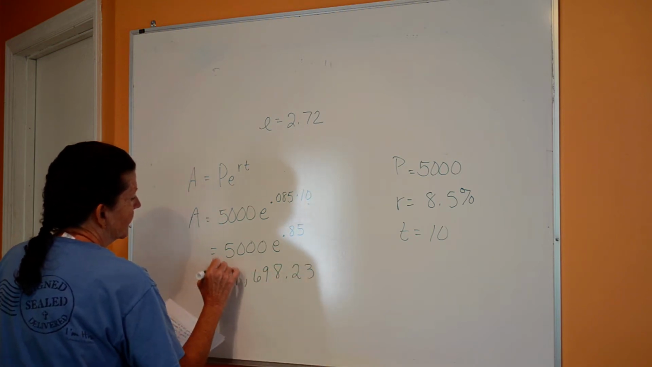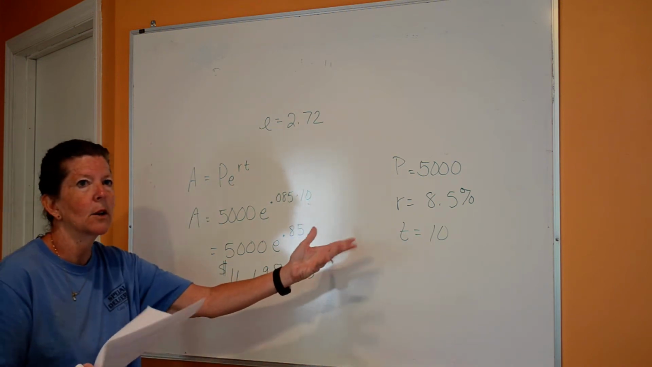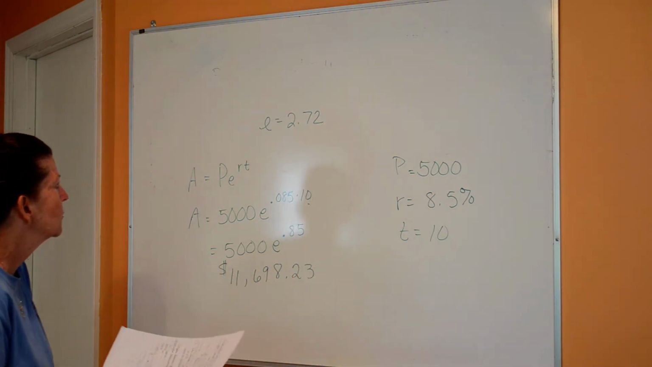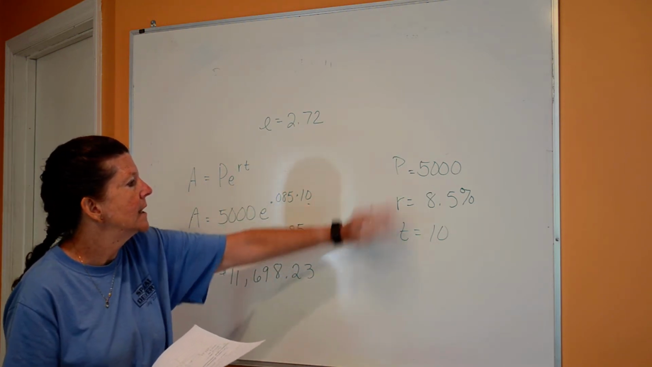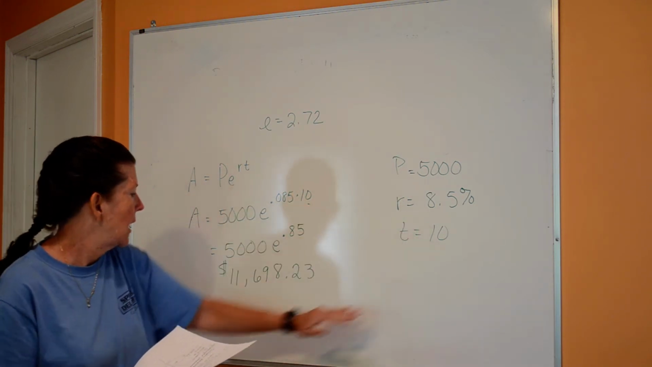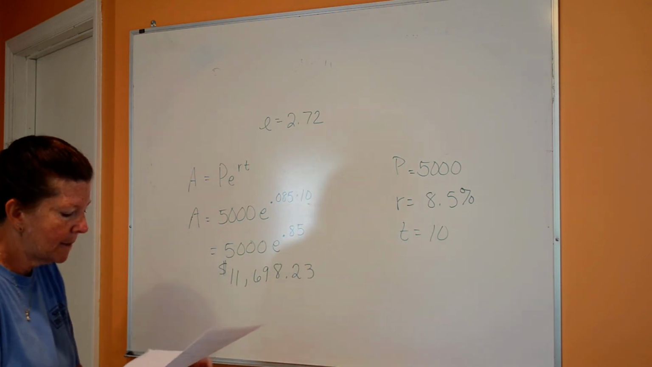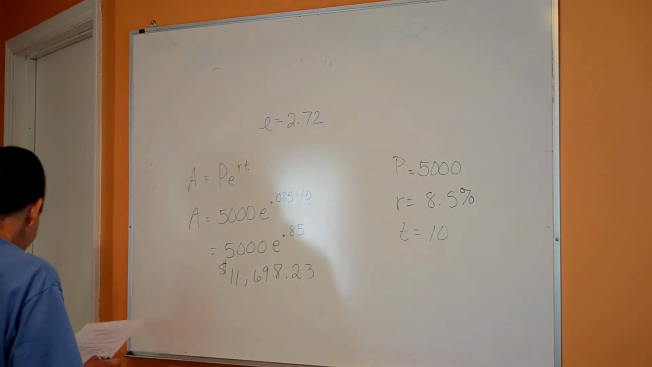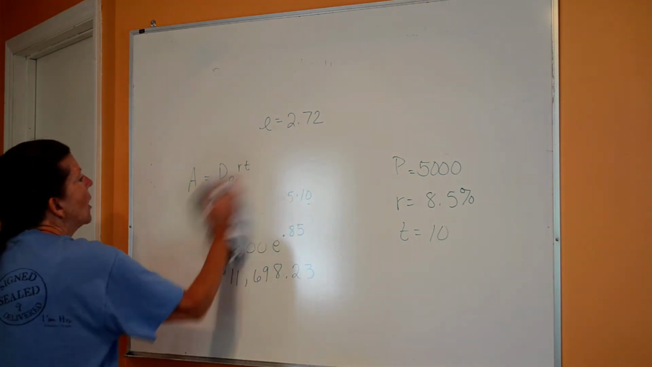$11,698.23. Okay, sometimes they're going to ask you to compare that to something compounded quarterly or annually. So my $5,000 investment becomes a huge investment after 10 years if I can find something that's going to pay me that interest rate.